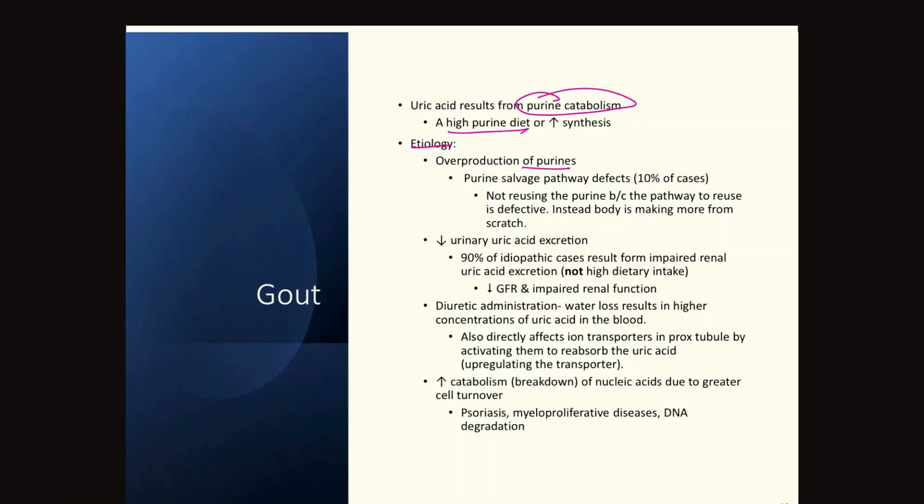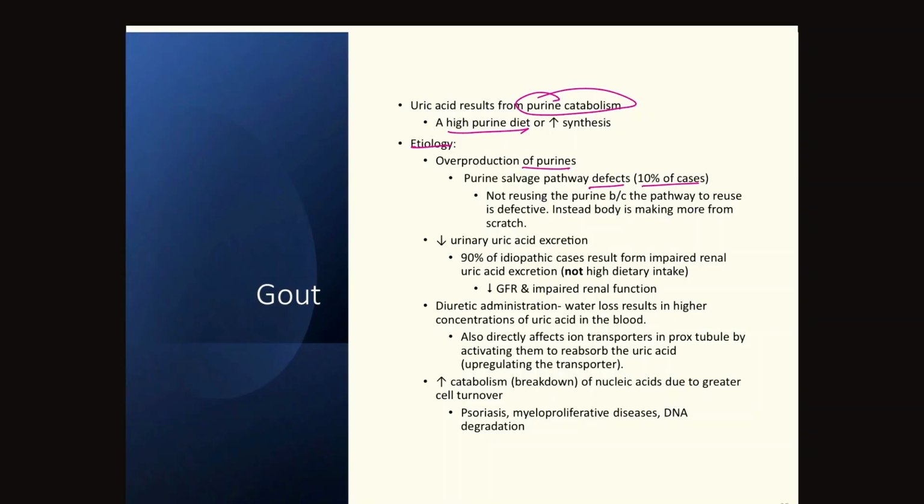One of them, overproduction of purines. Are you making too much uric acid yourself? So obviously that's going to make it go high. This is a purine salvage pathway defect, about 10% of the cases. Basically, you're not reusing your purine. Remember, we talked about bilirubin, and we reuse that bilirubin. Well, purine we're supposed to reuse as well. Sometimes you have a defect, you don't reuse it, so you're making more of it, so the levels rise.